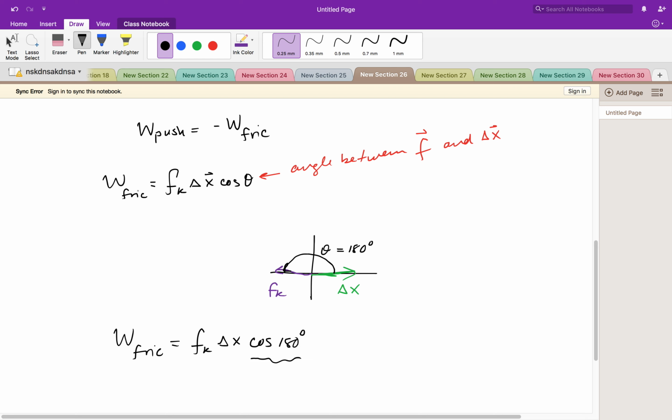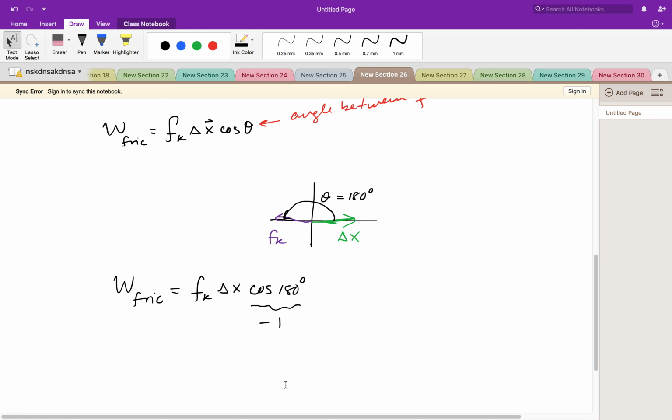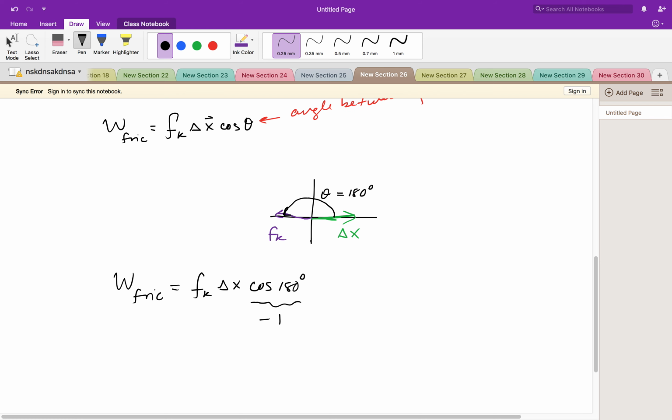Now this is -1. This makes sense, because friction is always removing energy from the system, so it should be negative. So this is going to be minus Fk delta x. But Fk, the frictional force, is actually the coefficient of friction times... well, actually, they give us the frictional force, so we don't need that. They say Fk is, I think, 230 newtons.